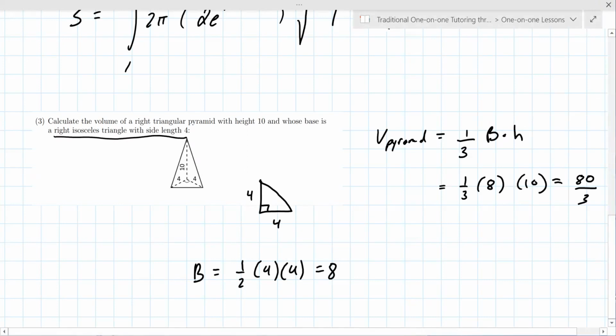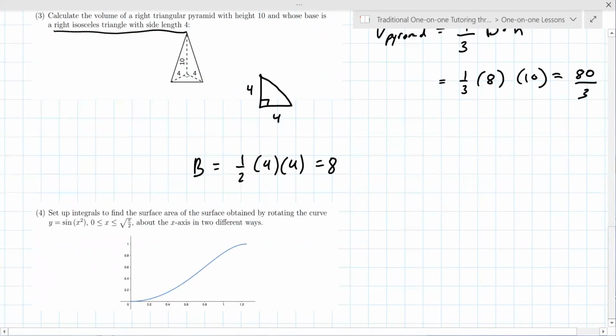Okay. Now there's others. There's cones, there's cylinders, there's spheres. I don't know what to tell you about which ones to know, but you need to know a lot of them. All right. Okay, so problem 4 is kind of like problem 2.